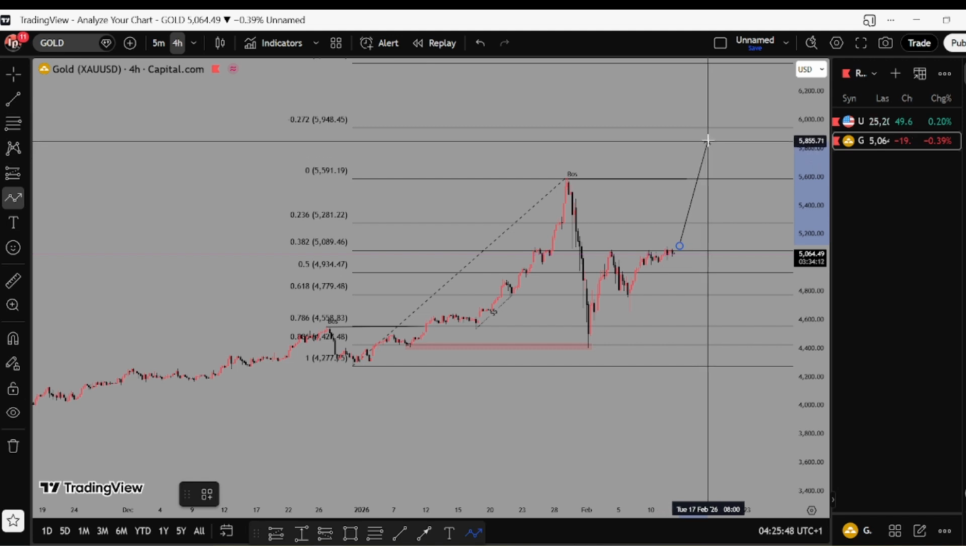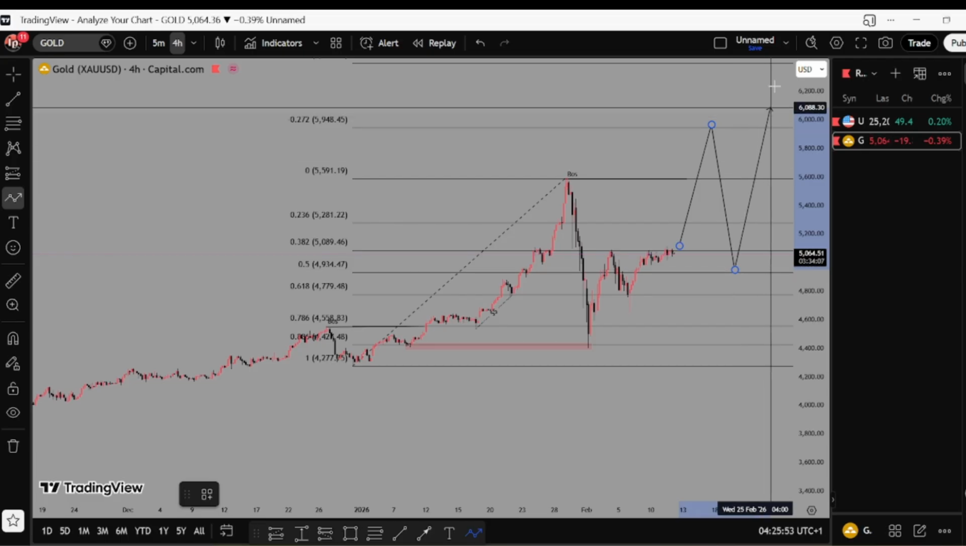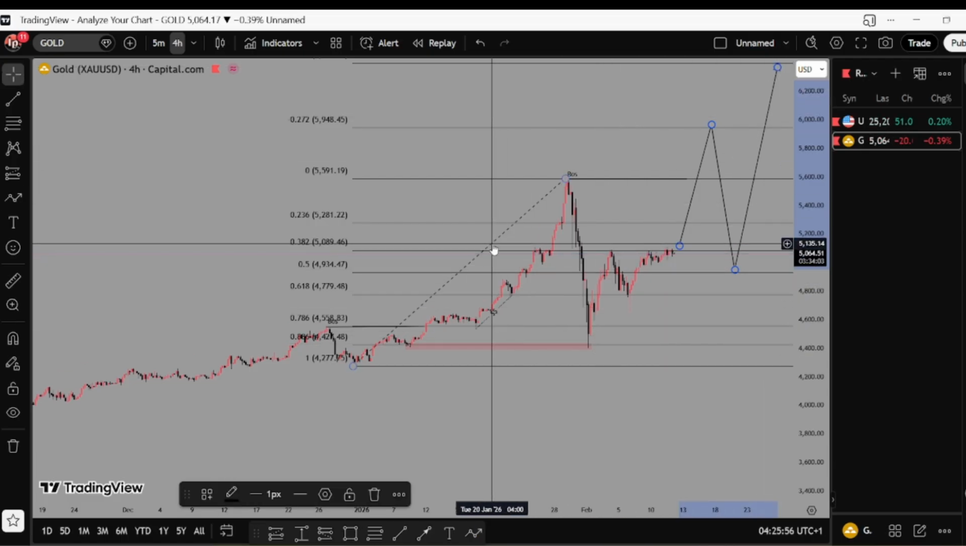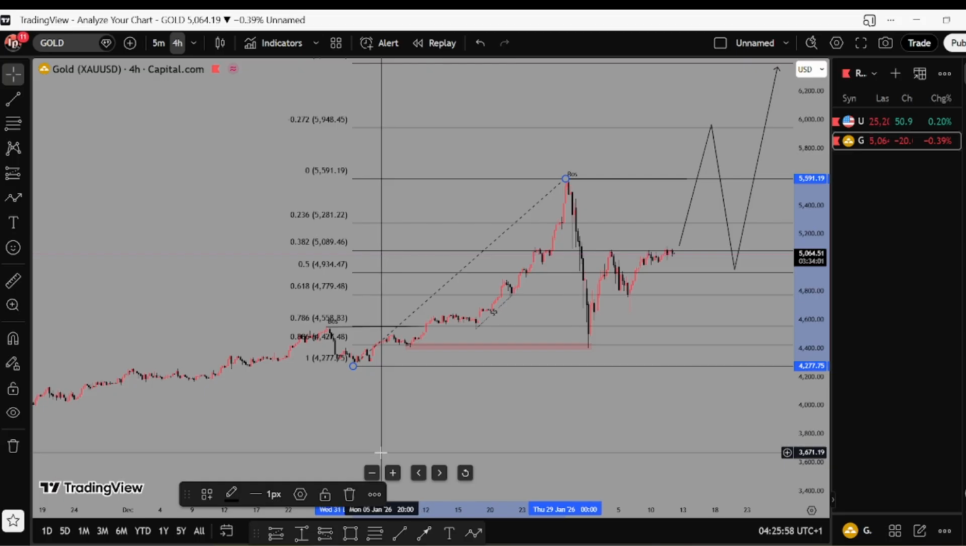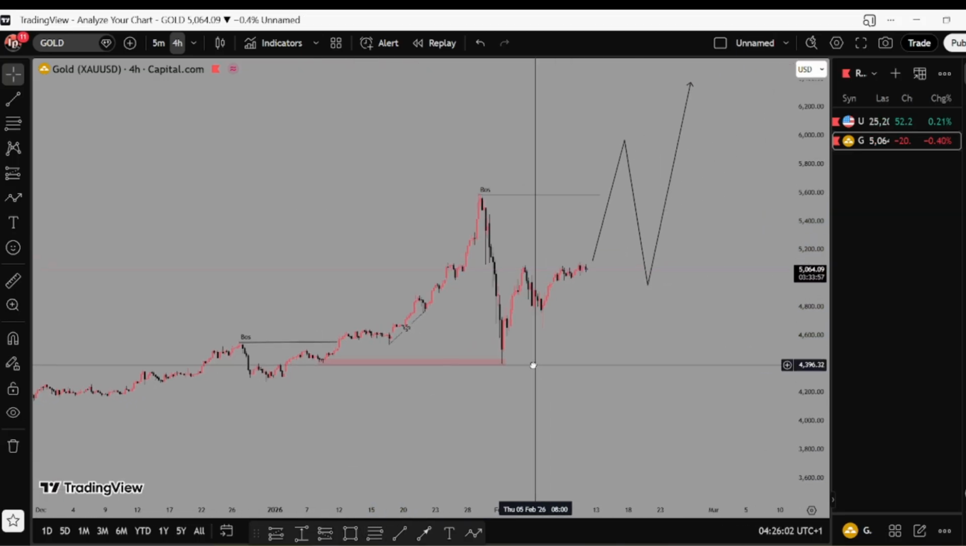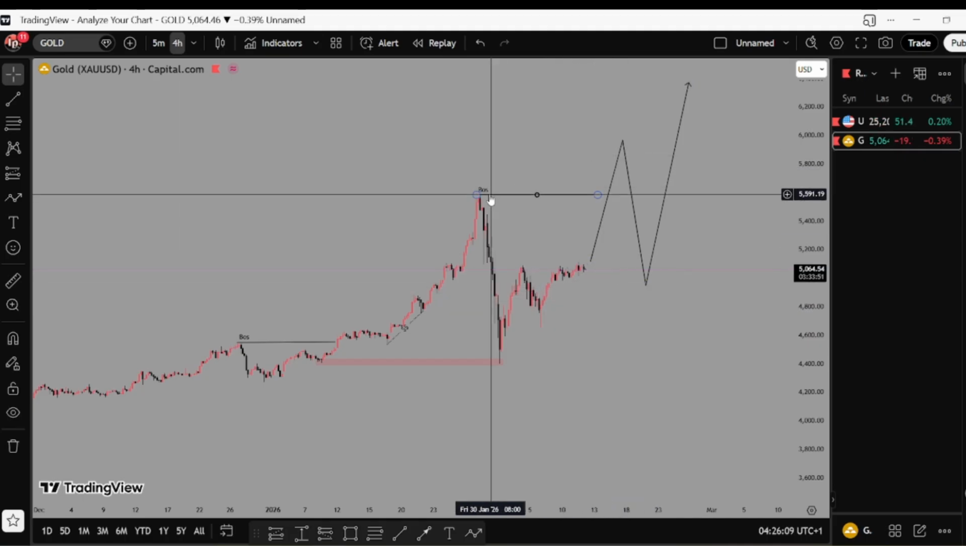So once they break this high, they might touch this level and then retrace back again, then continue their leg. It's a very simple analysis. So right away, I'm going to remove this fib so that you can see the chart very clearly. What I'm expecting on gold is to see a push up to break this high.